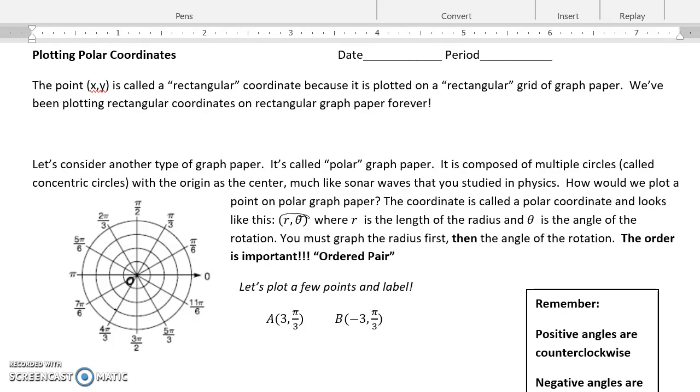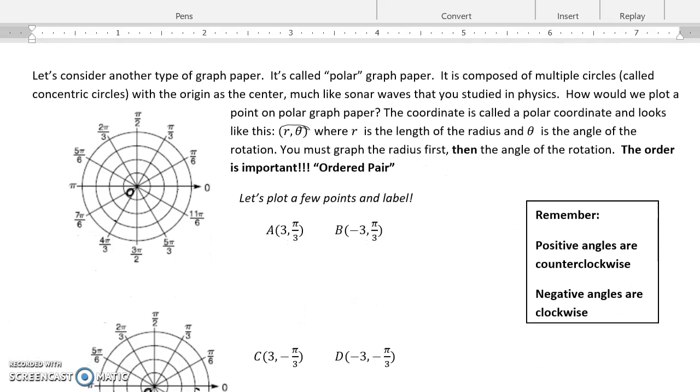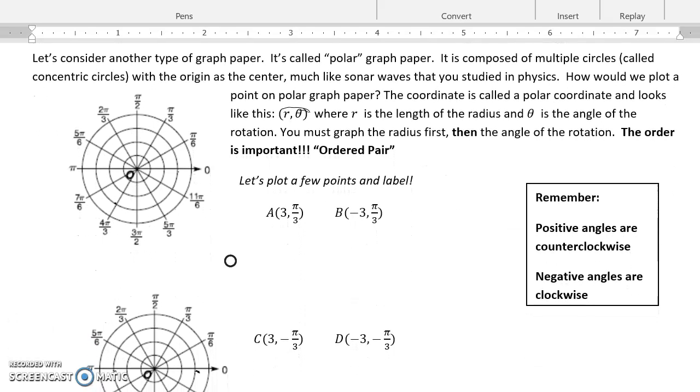Hi students, today we start a 2-week unit on polar coordinates and polar equations. First, let's review what we've done in the past. The point (x, y) is called a rectangular coordinate because it's plotted on a rectangular grid of graph paper. We've been plotting rectangular coordinates on rectangular graph paper forever. Let's consider another type of graph paper.